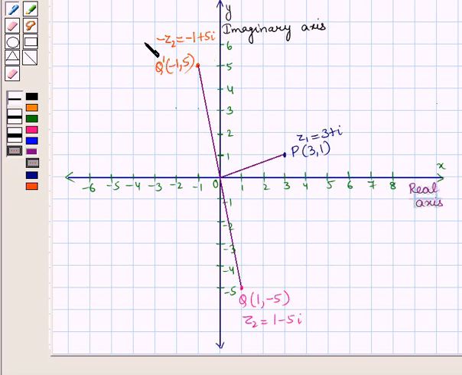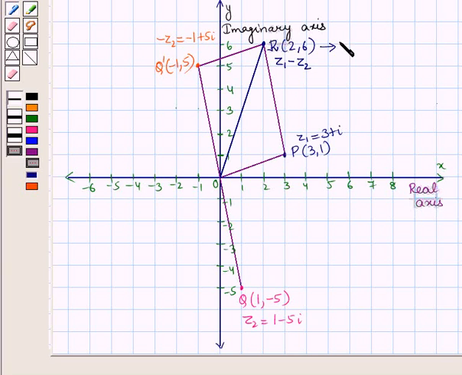Now let us complete the parallelogram. So we have completed the parallelogram OPRQ dash and draw the diagonal OR. Now this point R represents the subtraction of the two complex numbers, that is z1 minus z2. And here you can see we have moved 2 units right and 6 units up from the origin to reach point R. Thus point R has coordinates 2, 6. So it is the complex number 2 plus 6 iota. Thus z1 minus z2 is equal to 2 plus 6 iota.